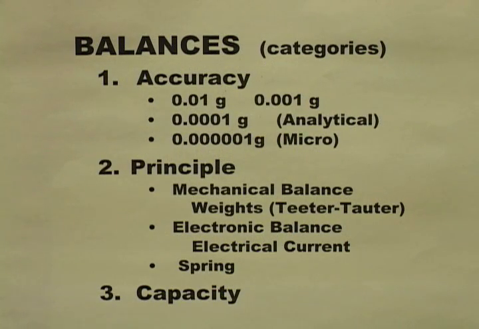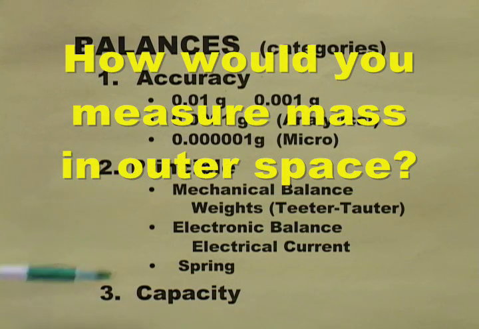Instruments which measure mass or weight of materials come in many sizes and shapes, but they can be categorized in several different ways. They can be categorized by how accurately they weigh. They can be categorized by the principle that they use in making a weighing, or they can be categorized by the capacity that they can weigh.